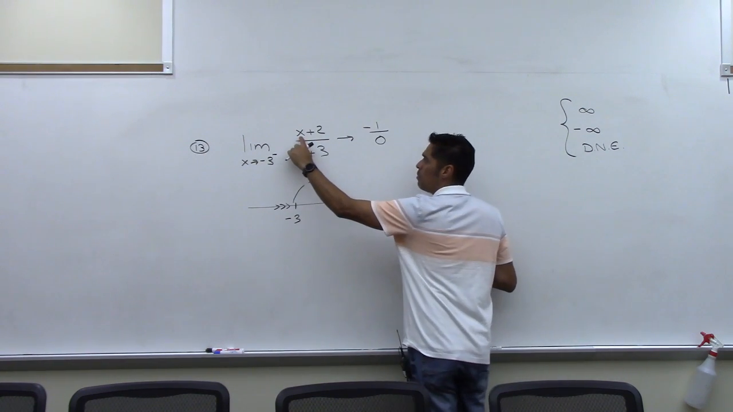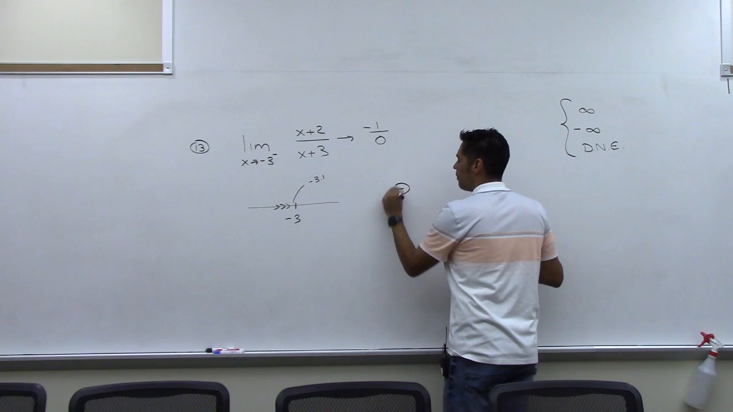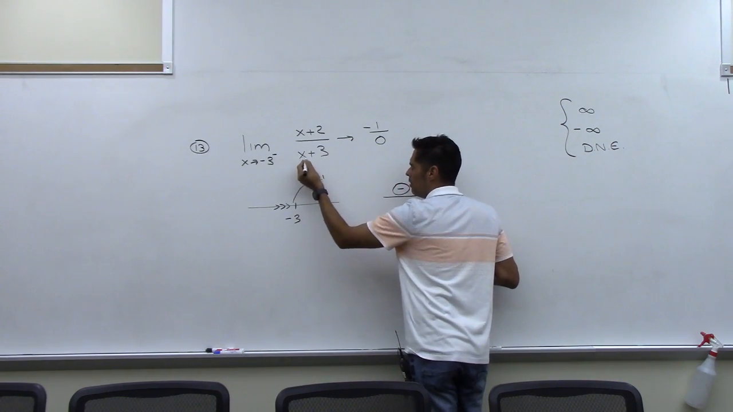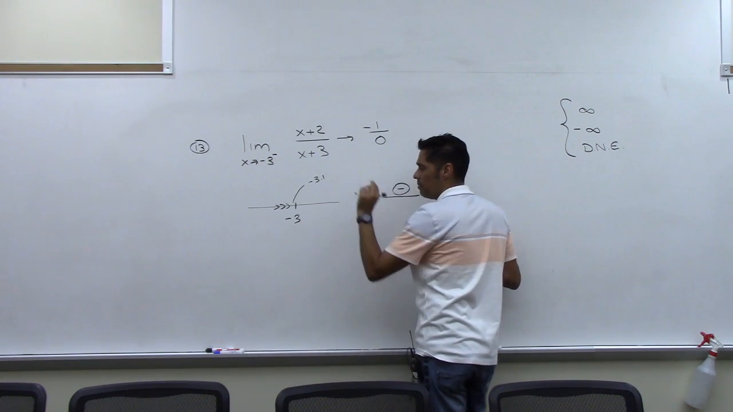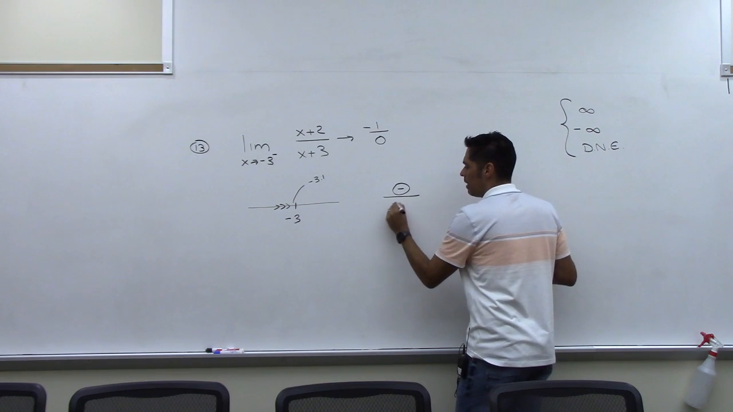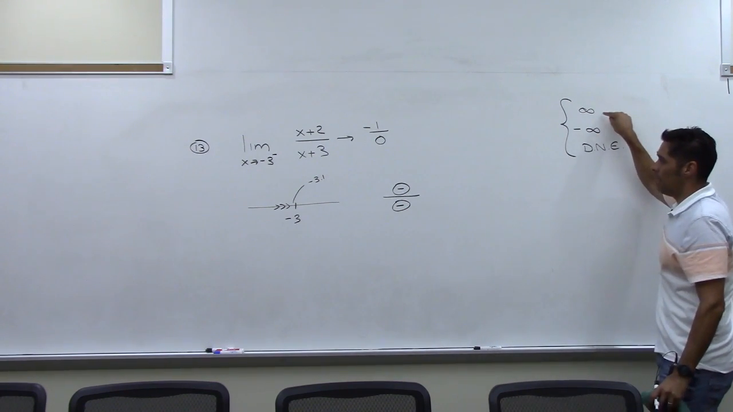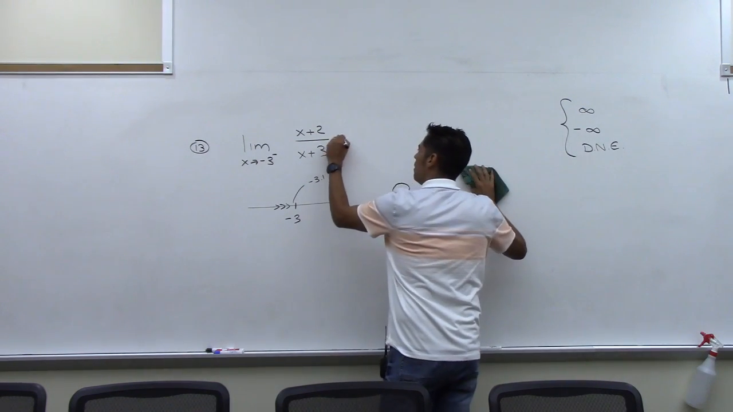So if I plug negative 3.1 in here plus 2, that's still going to be a negative number. But now when I plug in negative 3.1 plus 3, that's going to be a negative number. It's going to be small, but it's going to be negative. So I'm going to have a negative down here. And a negative divided by a negative would give me a positive, and so it has to be positive infinity. So the answer here would be positive infinity.